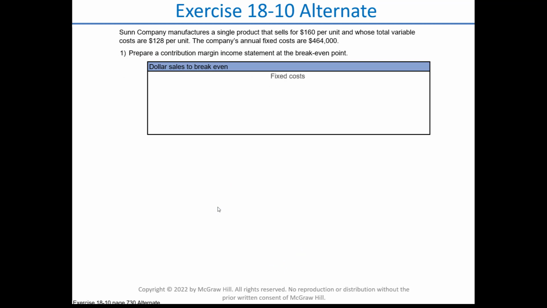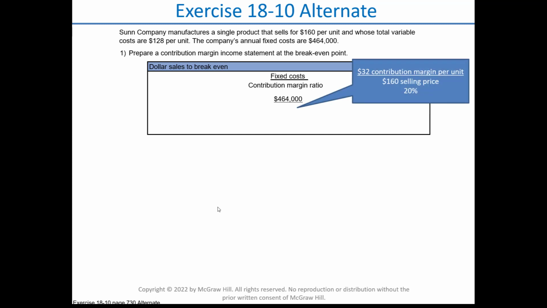Now we're going to look at a contribution margin income statement. Contribution margin, remember, is revenue minus variable cost. A contribution margin income statement focuses on separating the variable and the fixed cost. To break even, it will be our fixed cost divided by our contribution margin ratio. Fixed costs are 464. The ratio is 160 minus 128 divided by 160, so here it's 20%. They need to sell 2,320, and we just showed that computation.